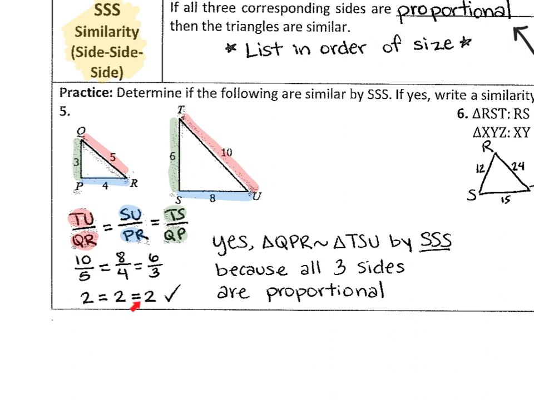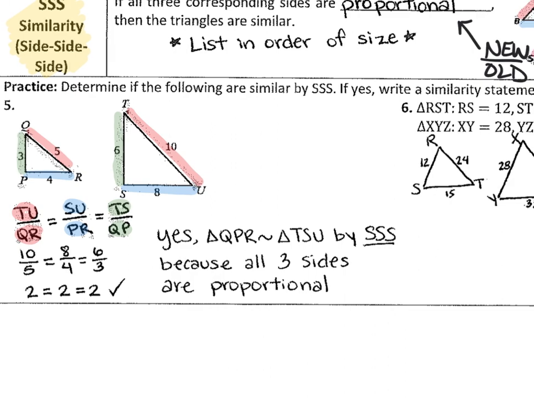Are all of these numbers the same? Yes. If all of these numbers are the same, we write the similarity statement, yes, the triangles are similar by side, side, side, because all three sides are proportional. Make sense?